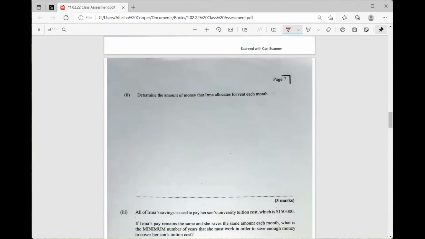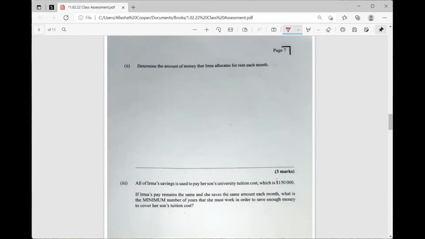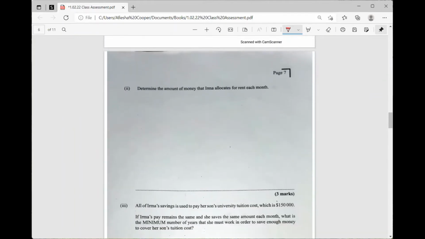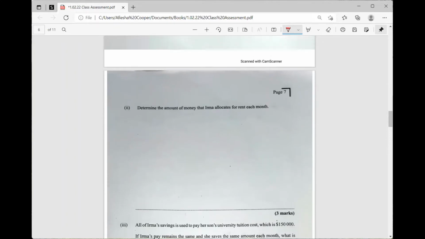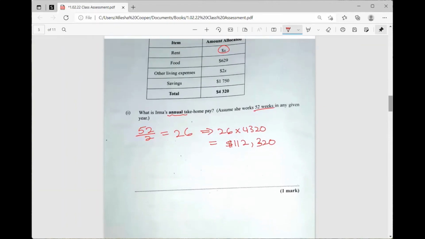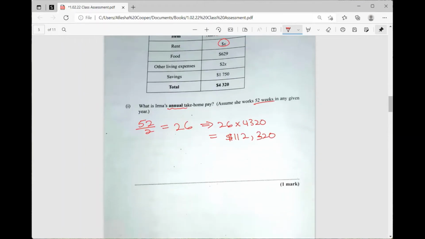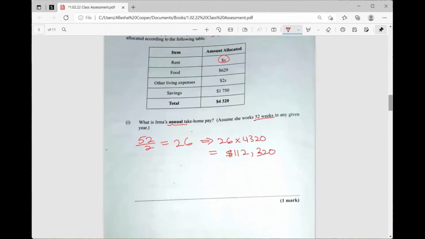Determine the amount of money that Irma allocates for rent each month. All right, determine the amount of money that Irma allocates for rent each month. So rent is X amount of money. So what we need to do is solve for X. How do we go about solving for X here? I want to hear from you all. I don't want to give you all the answer. How do we go about solving for X?